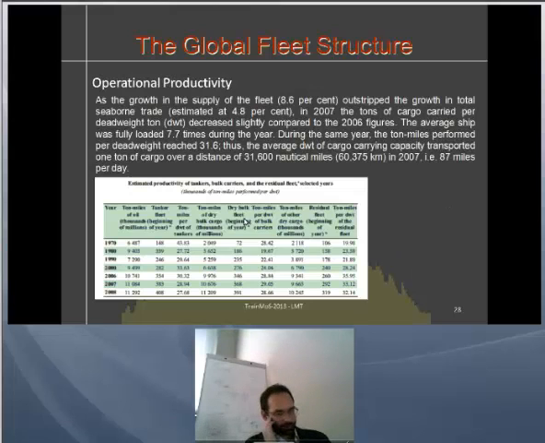So further to the development of the fleet, a substantial role in the market is played by the operational productivity of the vessels. It means how productive each vessel can be annually, how much cargo it will trade and deliver, and how much it will be utilized.